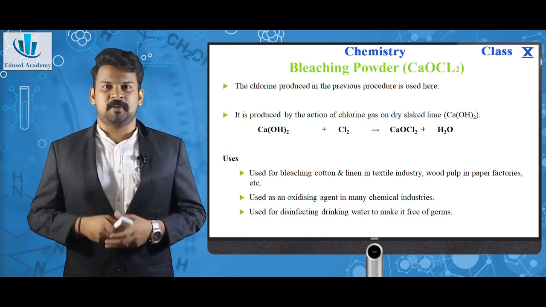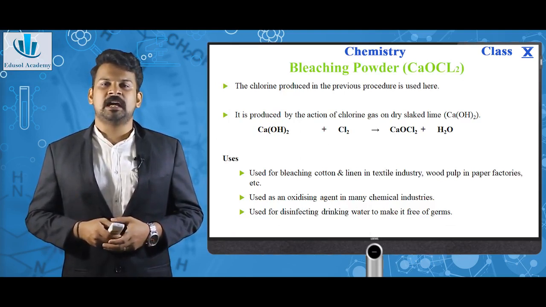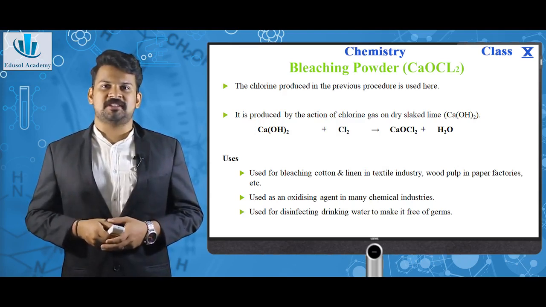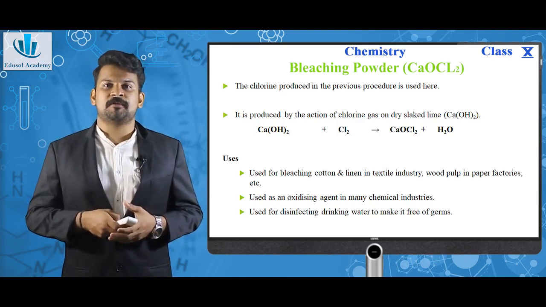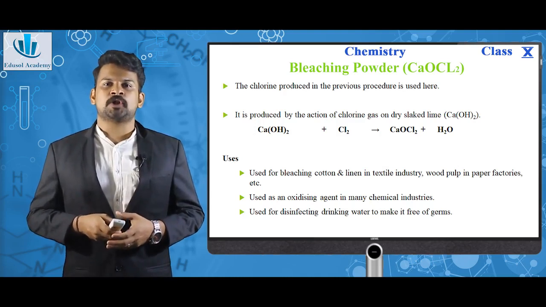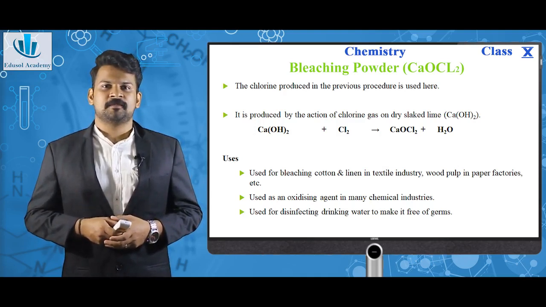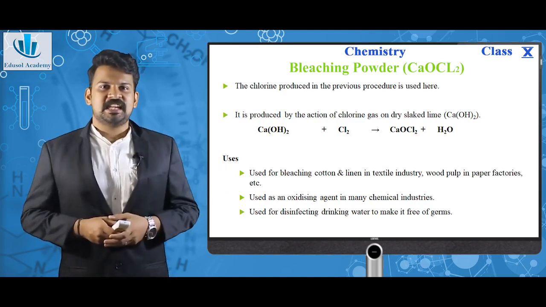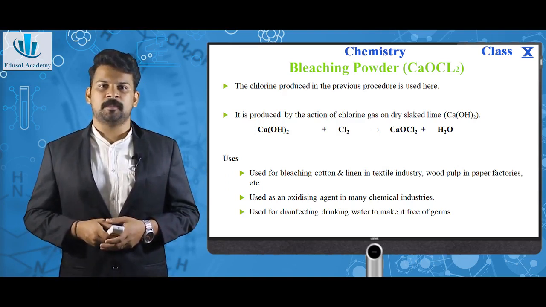Next one is bleaching powder, CaOCl2, which is also called calcium hypochlorite. The chlorine produced in the previous procedure is used here, which means the chlorine which is produced in the preparation of sodium hydroxide is used here. This chlorine is allowed to react upon calcium hydroxide, which gives CaOCl2 and water. As you can see, Ca(OH)2 plus Cl2 gives CaOCl2 plus H2O.